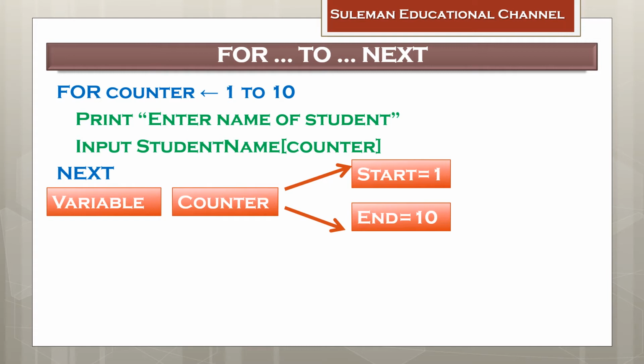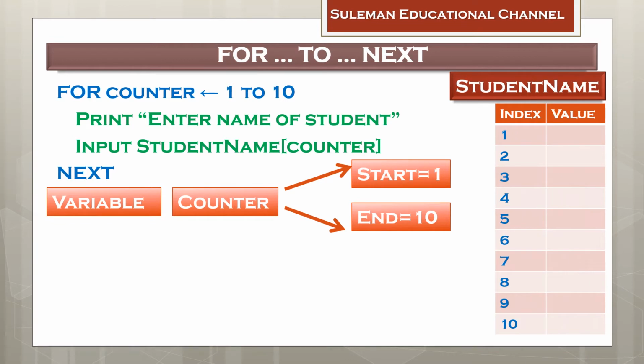Now in the second line, print enter name of student will be printed. In line 3, input will be taken and stored in the array student name. Over here, student name is an array. We know that it is an array because square bracket is used. In the square bracket, the variable counter is used. It acts as an index. So when the value of counter is 1, the name which you are going to give is stored in student name 1. Here 1 is the index. So when the value of counter is 2, the name which we are going to input is stored in the array student name 2. Here 2 is the index and so on.